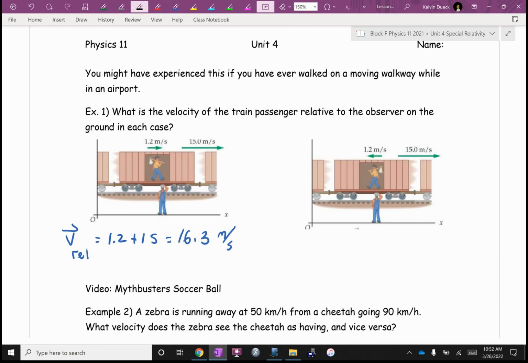But Amelia, what about this second diagram where the person is walking in the opposite direction of the train? How fast will the person on the ground see this person traveling? What's its relative speed?